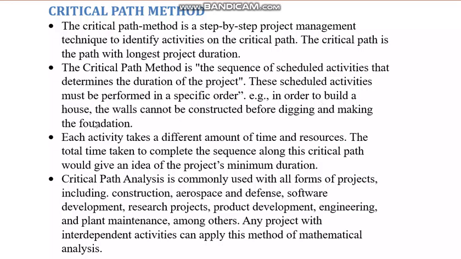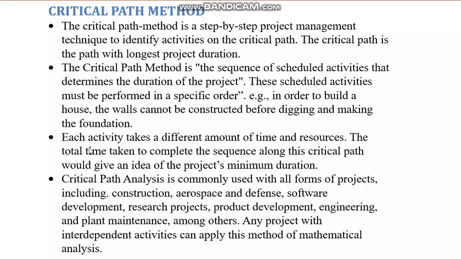For example, in order to build a house, the walls cannot be constructed before digging and making the foundation. You see, it is but natural. Without the foundation you cannot build the superstructure. Okay, so first you have to lay the foundation. That should be the first step. Similarly, even when you are doing some machining on any machine tool, there are certain activities which first you have to attend to, and then later only you have to do the other things. Okay.